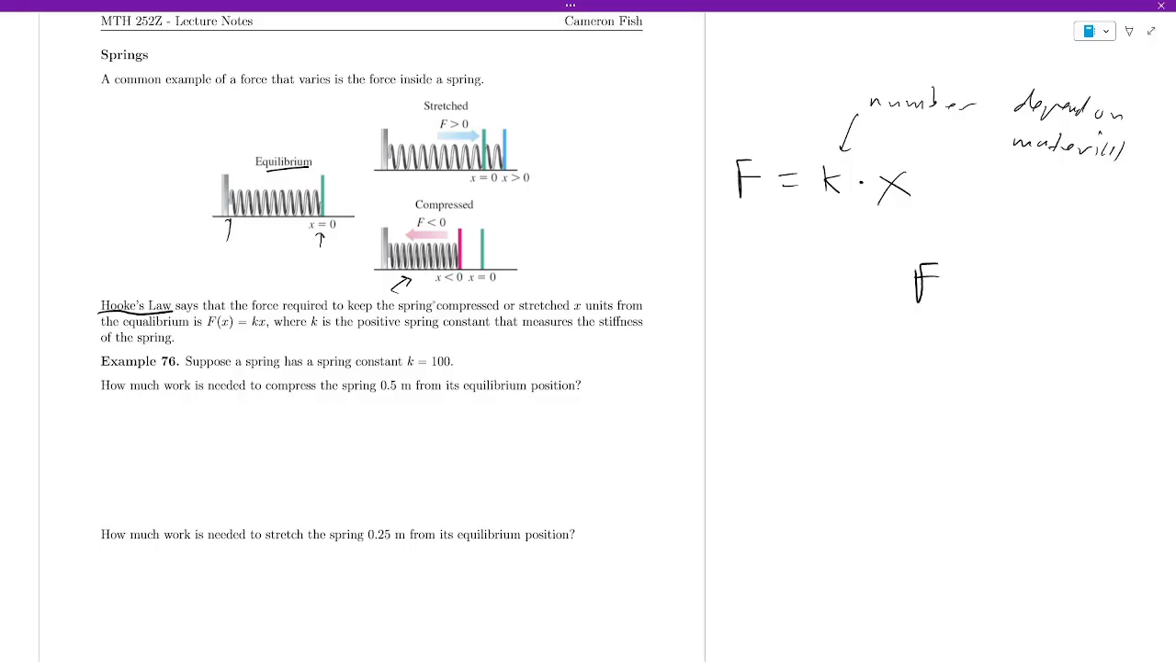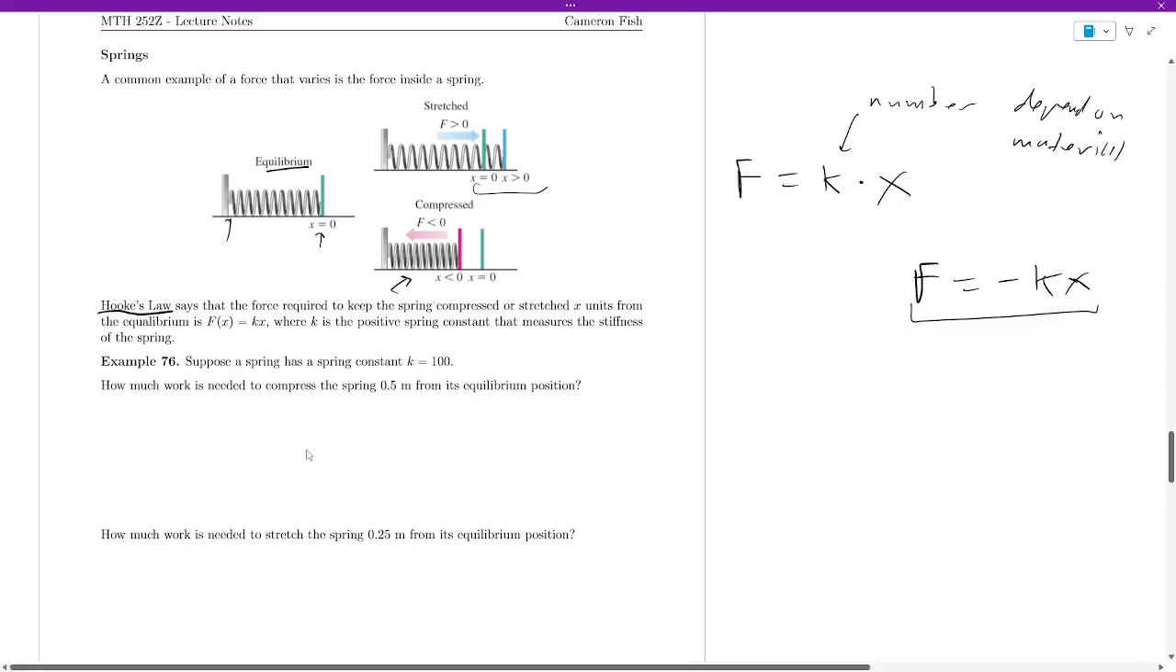Something I'll mention is sometimes, if you look online or in a book, you might see this written as negative kx. It's just a matter of how you're setting up the coordinates here. If I'm stretching the spring, I want the force to be pulling left. The way I've set up these coordinates, x is positive when stretching, so I want a negative force. I want a force going left when I put in a positive number. In that case, you would want to use this formula. But you could also set up the axes the other way around. There are different ways to do it. It's not that big of a deal, but just worth mentioning.